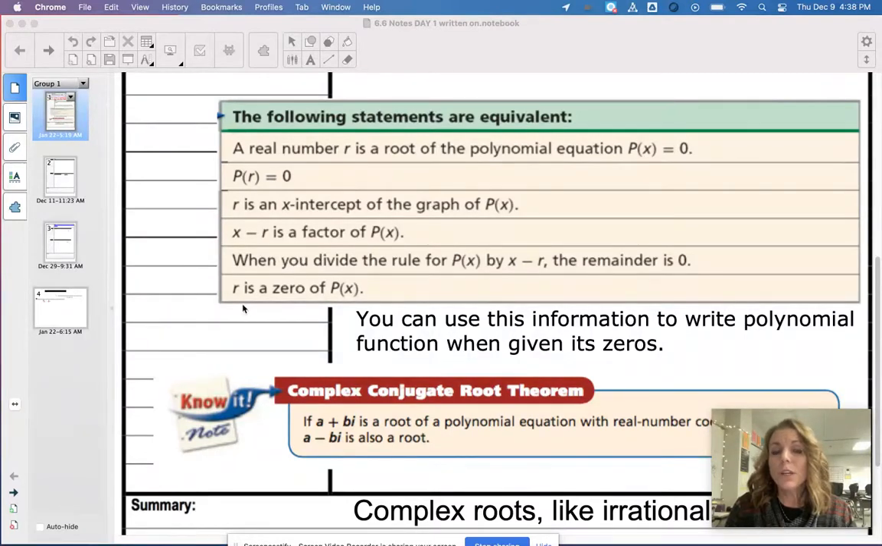I'm going to scroll down here. It's also a 0 of p of x. We can also state that x minus r is a factor of p of x. Recall, when something's a factor, when you divide, you get a remainder of 0. And that's exactly what this line says. So these are statements that we can use interchangeably, and they all mean the same thing.